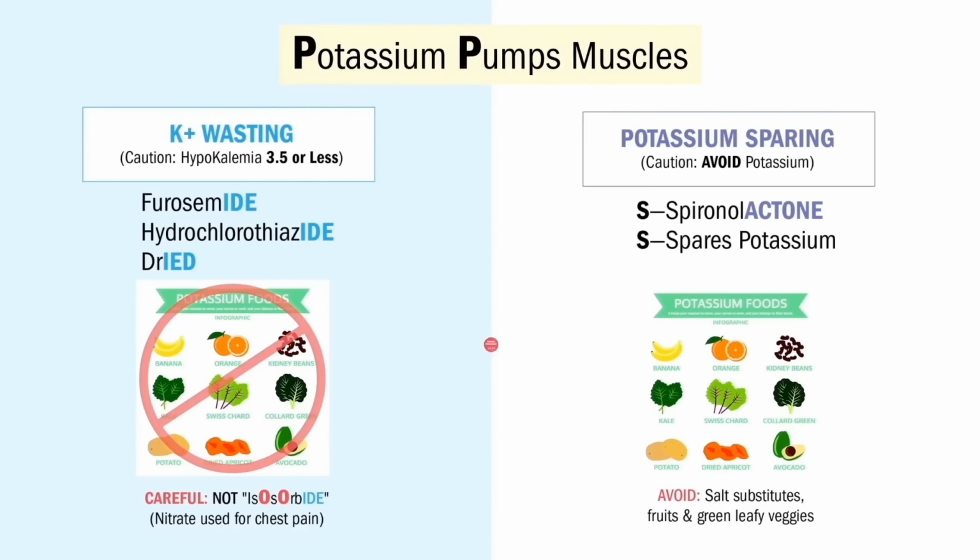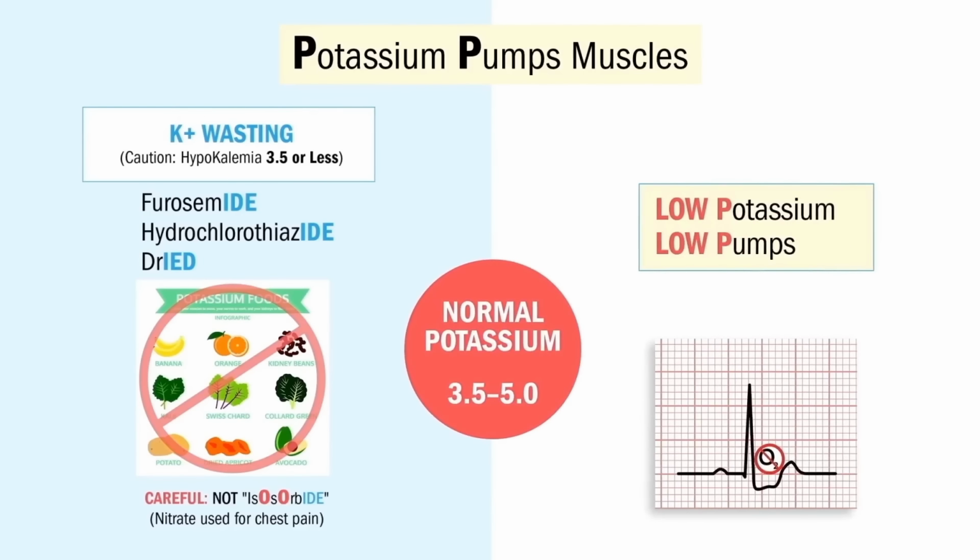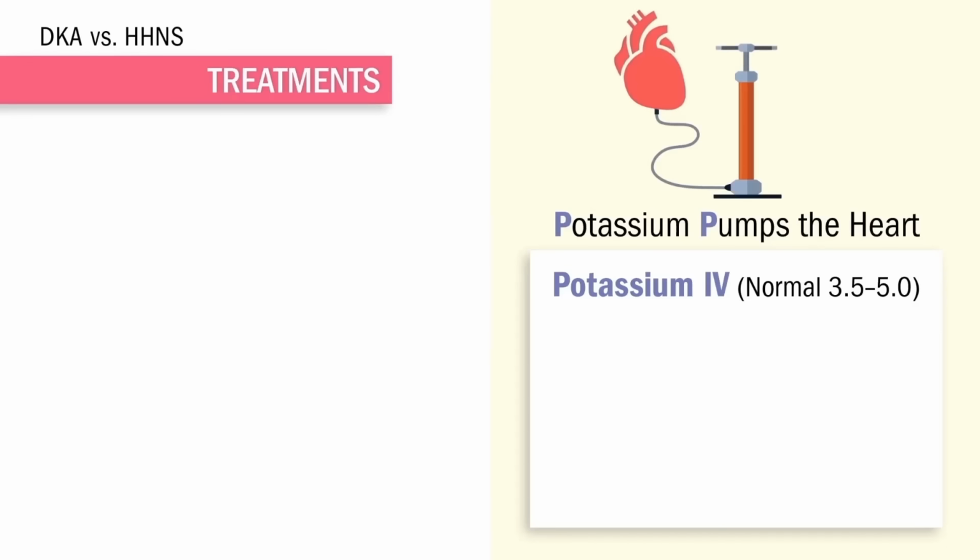So with potassium wasters that lower potassium, think low pumps in the heart. We get flat T waves and ST depression, and also this little weird U wave. Now a little side note, if you have to replace potassium via IV, well, guys, don't kill your patient. We never push potassium IV. This means instant death.